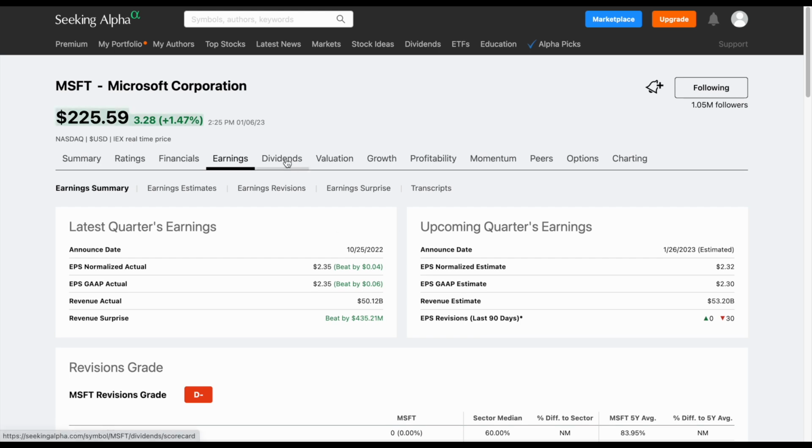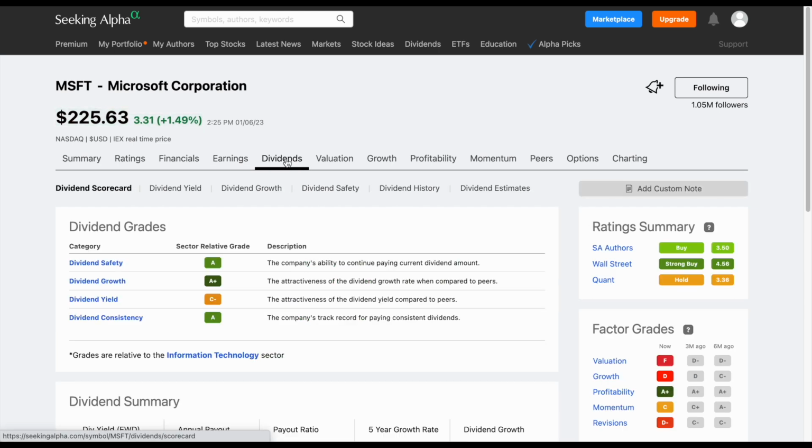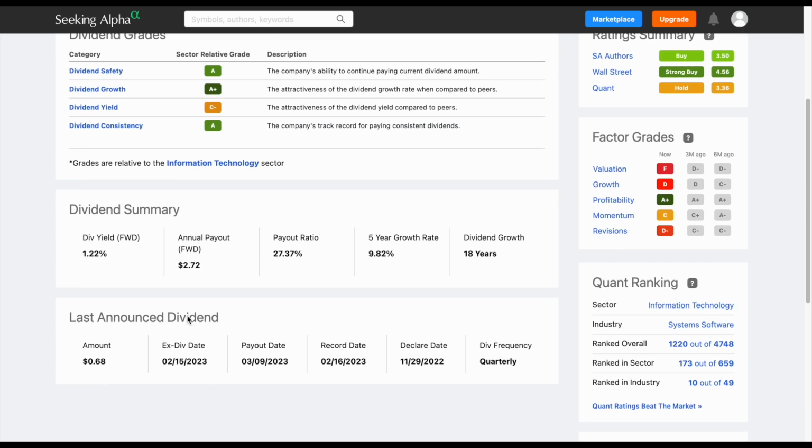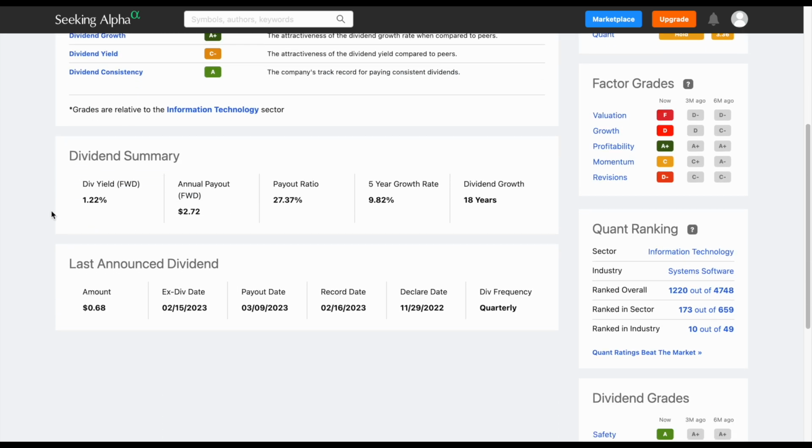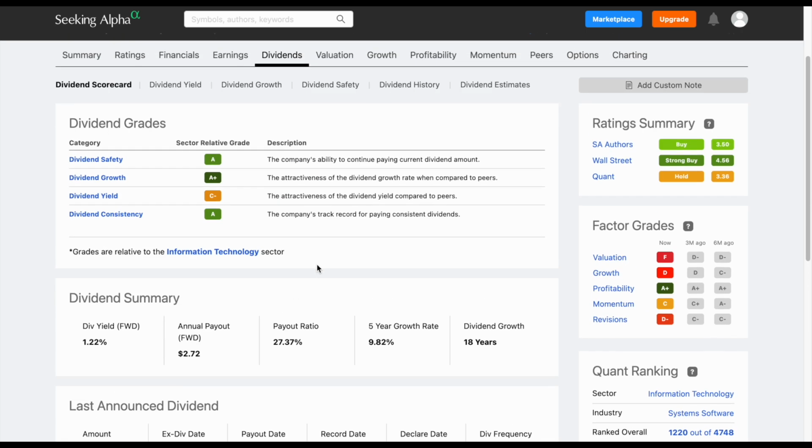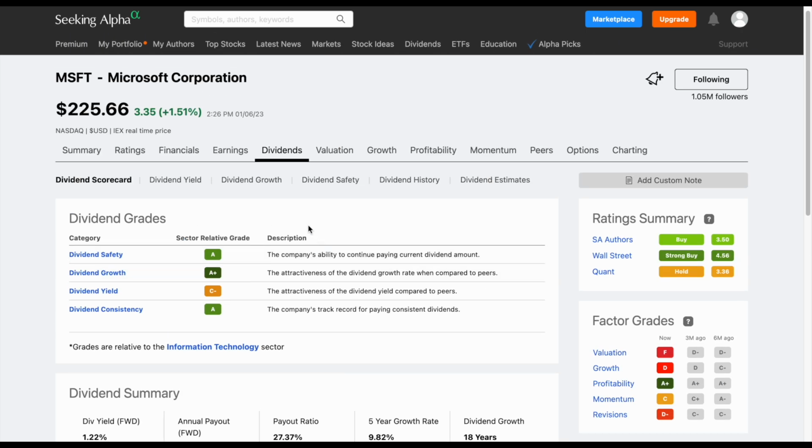Now, I spend a whole lot of time here on the dividends tab, and you can see they give really in-depth dividend scores. They have a tab for dividend safety, dividend growth, dividend yield, and dividend consistency. If we scroll down, we can see our summary right here. Obviously, our dividend yield, our annual payout ratio, 5-year growth rate, and the number of years that they have had dividend growth. And it's also going to give you your last announced dividend. So I really like to go a lot more in depth here.